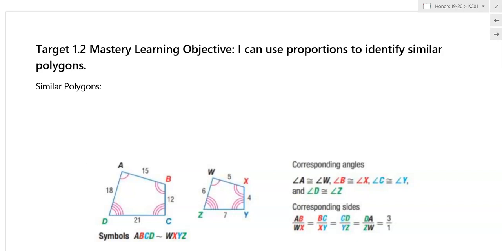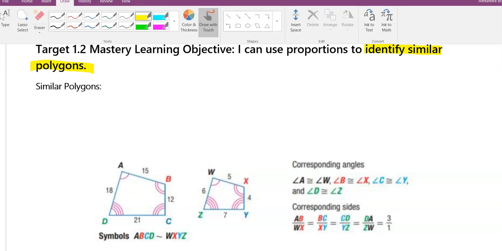Alright, we're now looking at target 1.2. Our master learning objective is I can use proportions to identify similar polygons. So using proportions, just like we did in our last one, but now really what we're focusing on is identifying similar polygons.